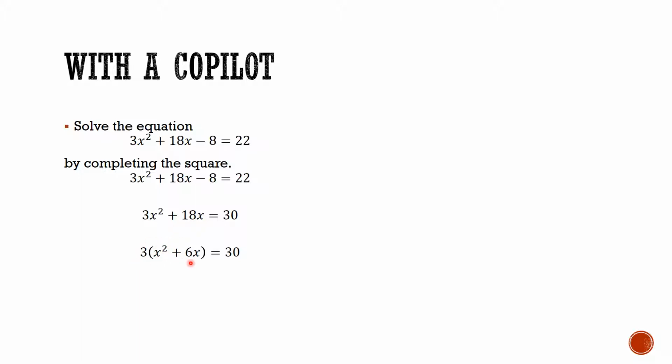And I only have to do it to the left side. Now I divide that 3 on both sides. So I'm left with x squared plus 6x, and that's equal to 10, because 30 divided by 3 is 10. Now that the x's are by themselves, there's no coefficient, I do the box. This is the same box as the last problem.